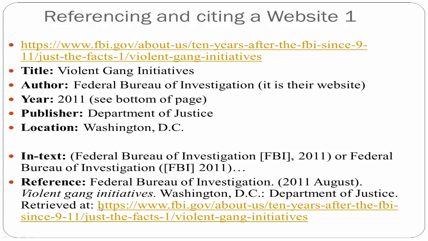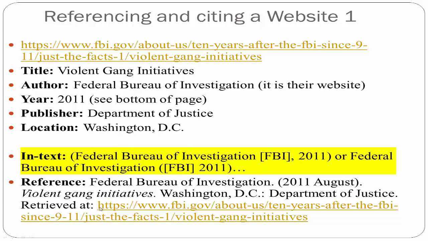So here's an example. The title of this particular portion of the site is Violent Gang Initiatives. The author is the FBI because it is their website. The year, you have to scroll down often to the very bottom of the page. You want to look for a copyright year, or any year in which that particular material was posted on their website. The Federal Bureau of Investigation is housed within the Department of Justice, so they publish any FBI material, and they're located in Washington, D.C.